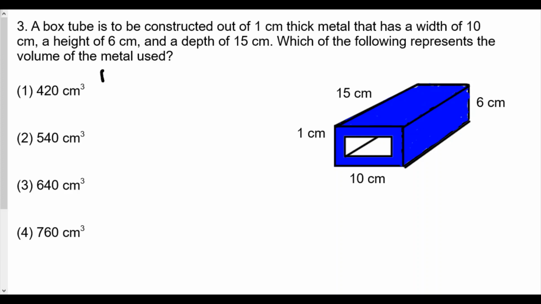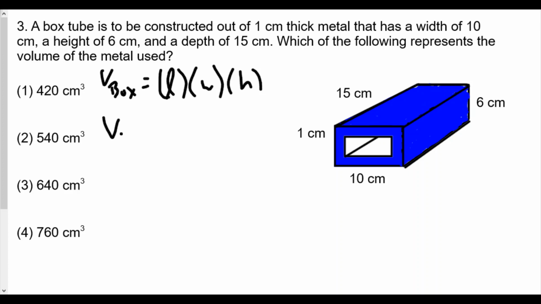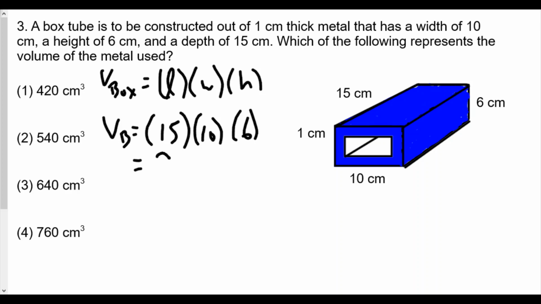So our volume of a box is equal to our length times our width times our height. So our first volume, I'll call it the big volume, in this case our length would be 15, our width will be 10, and our height is 6. If you multiply 10 times 15 times 6, well, 15 times 6 is 90, and then 90 times 10 should be 900.